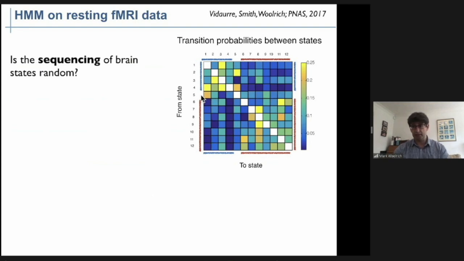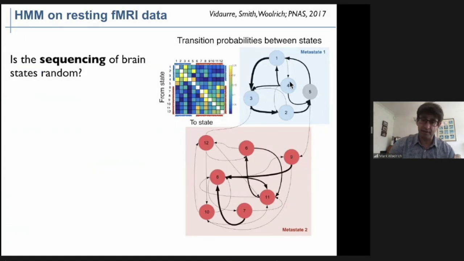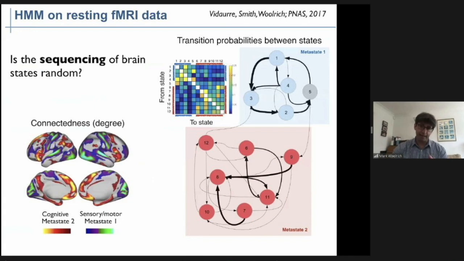And indeed, if we submit the matrix to a modularity analysis, then we find that there are two significant modules that pop out. We call these metastates, and metastate 1 contains 5 states, and metastate 2 contains 7 of the states. So what we can then do is look at the observation models for these states that make up the metastates to see what they correspond to in terms of the spatial networks. And here I'm showing that information aggregated over the different states that make up a metastate using the functional connectivity summary measure of connectedness, which relates to degree.